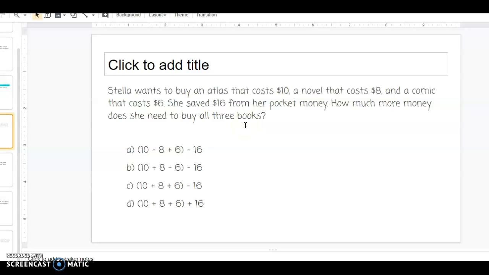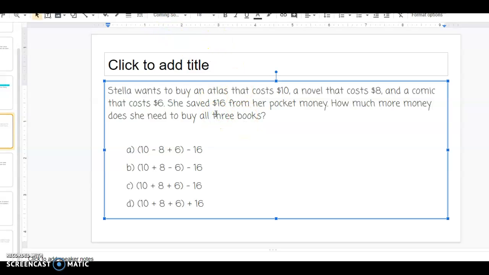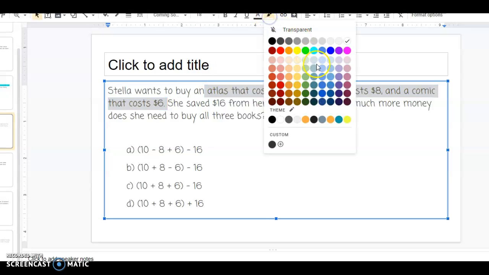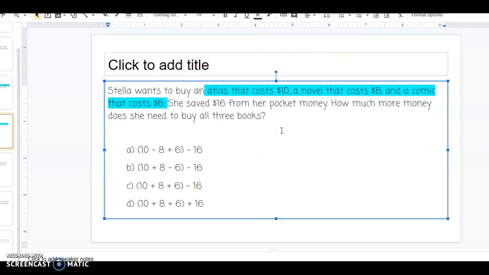So I want you to think about what you have here, what's going on in this problem. She wants to buy. It doesn't say she did buy. It says she wants to buy an atlas, that's $10, a novel, that's $8, and a comic book that is $6. So she wants to buy all those things. She already has $16. How much more money does she need? So I want you to pause the video here for a moment and solve it. Some of you may already be at the point where you can solve it in your head, and that's great. And if not, you need to have paper out and write it out. Don't just guess. We don't want to guess. So take a moment, solve it, and then push play.